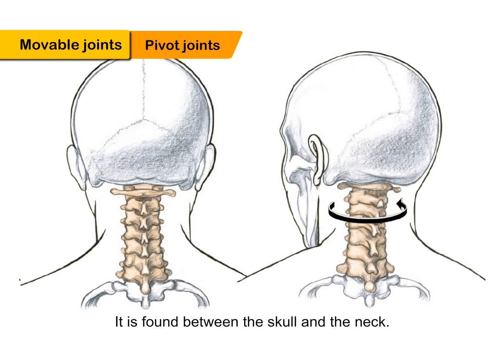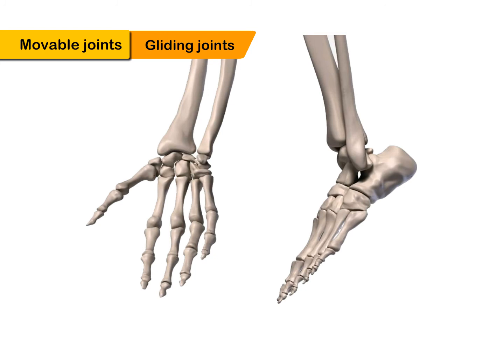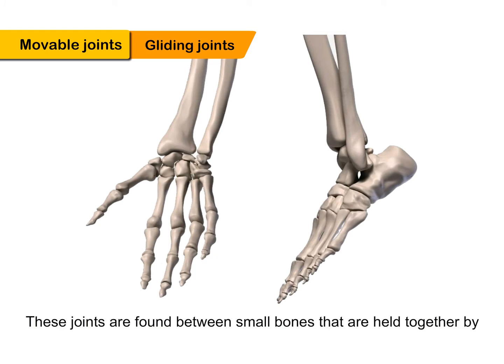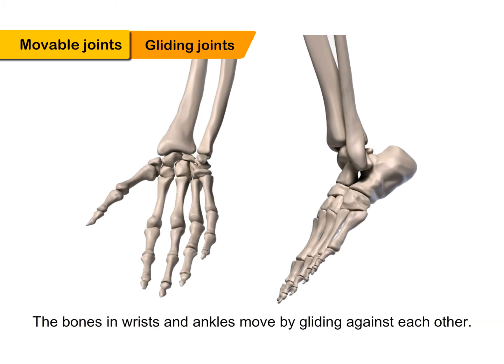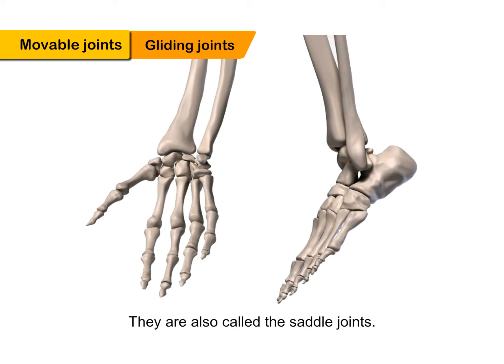Pivot joints. It is found between the skull and the neck. It allows you to turn your head from side to side. Gliding joints. These joints are found between small bones that are held together by ligaments. The bones in wrists and ankles move by gliding against each other. They are also called the saddle joints.